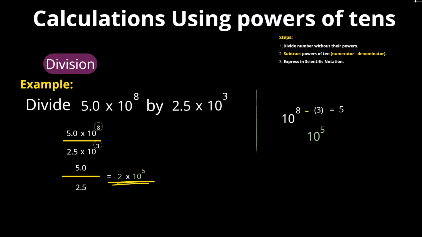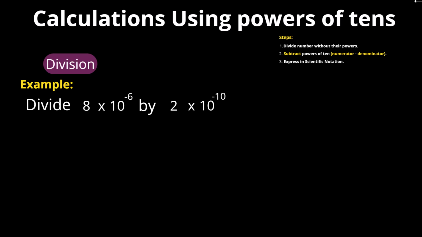Once again, pause the video and work this problem. Divide 8 times 10 to the 6th power by 2 times 10 to the negative 10 power. Both are negative, sorry. 8 times 10 to the negative 6th power. Let's set our problem as a division problem, and let's divide the numbers without their powers. So we will divide 8 divided by 2, which is 4.